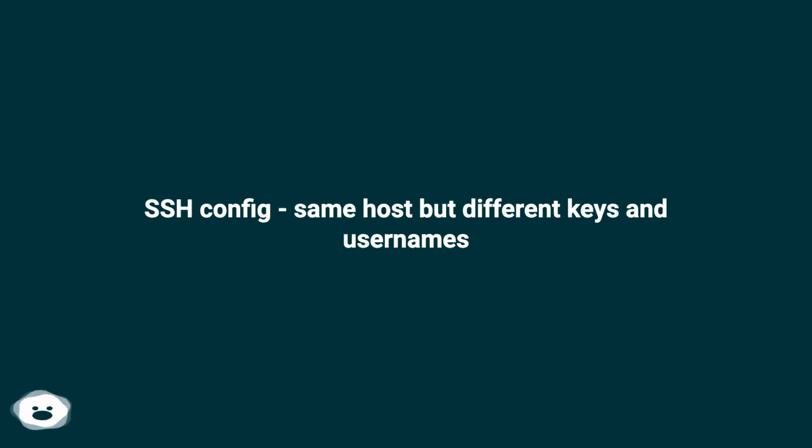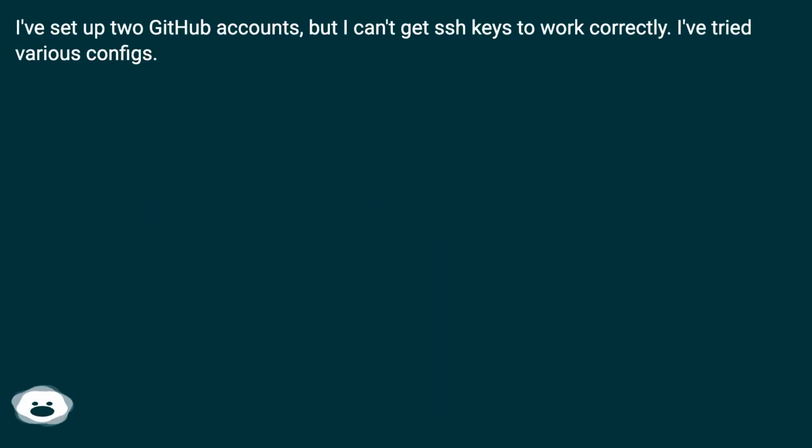SSH config, same host but different keys and usernames. I've set up 2 GitHub accounts, but I can't get SSH keys to work correctly. I've tried various configs.